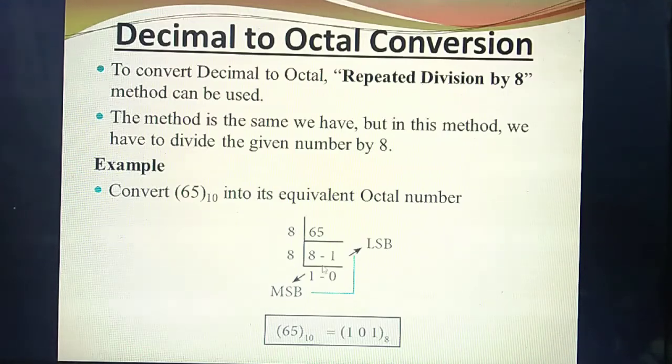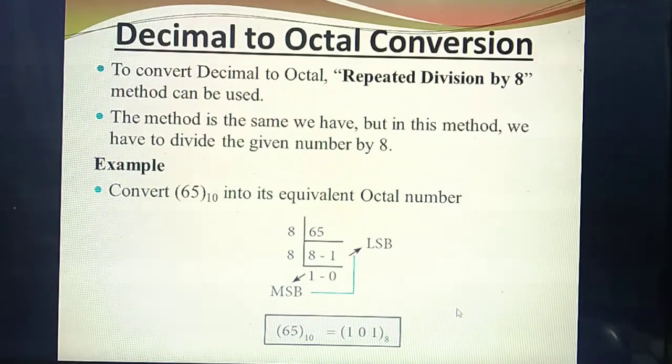Given is 65 base 10. What's the answer you are getting? 101 with the base value, that's important. With the base value 8. Why? They asked to convert into octal. So you should write the answer with the base value 8. Understand? Understand? Yes. Okay, and then write it in your notebook.